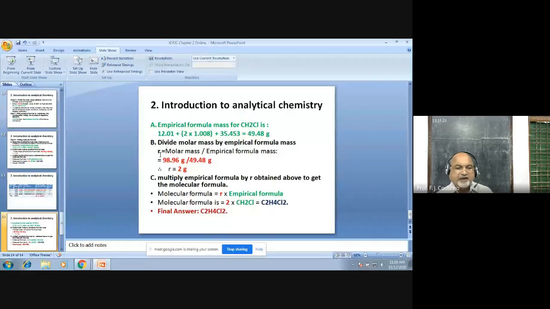Now, to find out the value of R, divide molar mass by empirical formula mass. So what is the molar mass, which is given in the problem? 98.96 grams, right? So the value of R is 98.96 grams divided by the empirical formula mass, which is 49.48 grams. If I divide 98.96 by 49.48, I get the value as 2. So the value of R is 2.